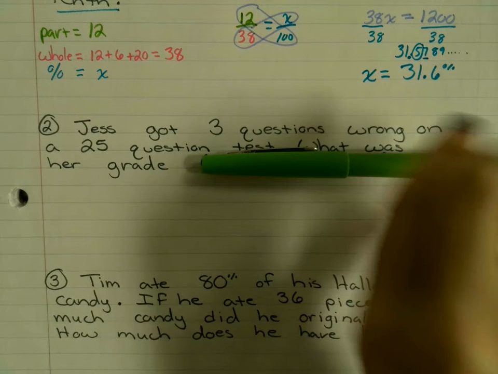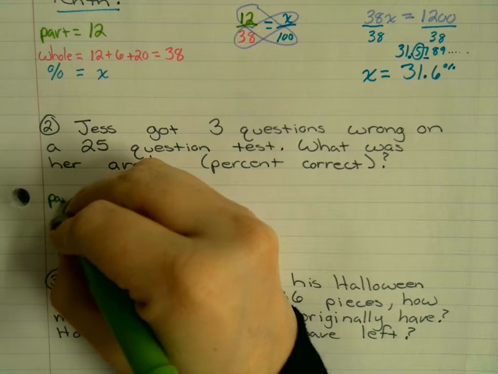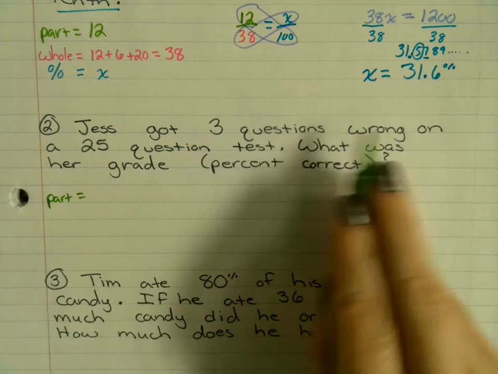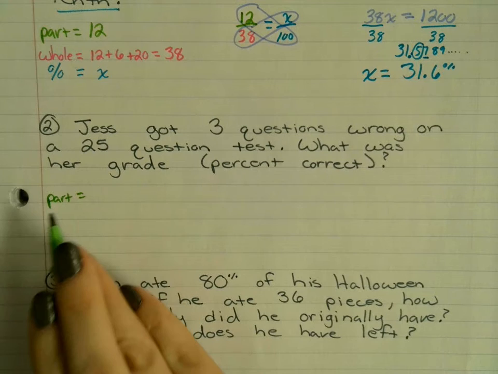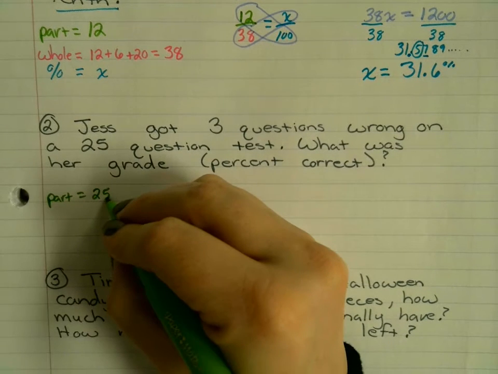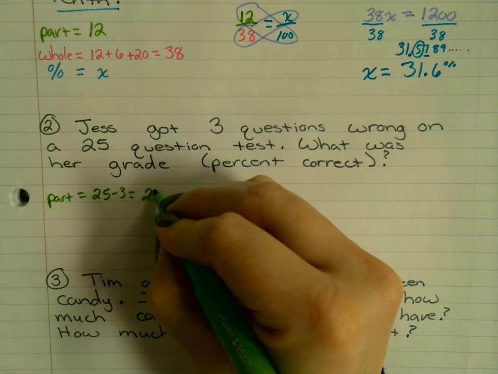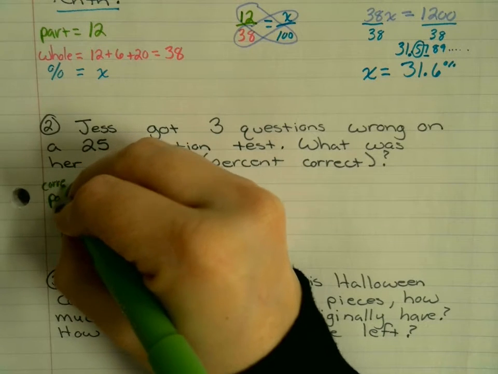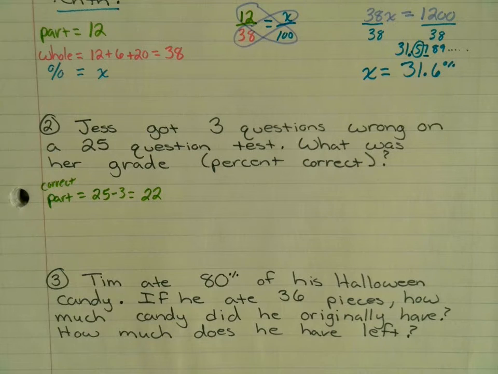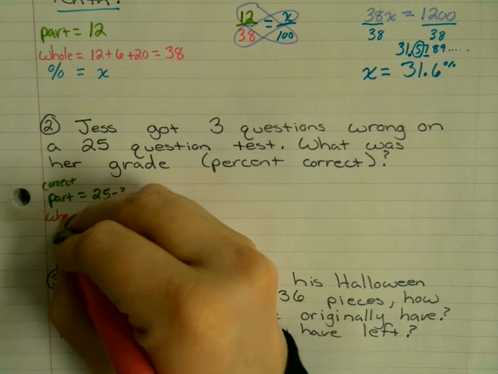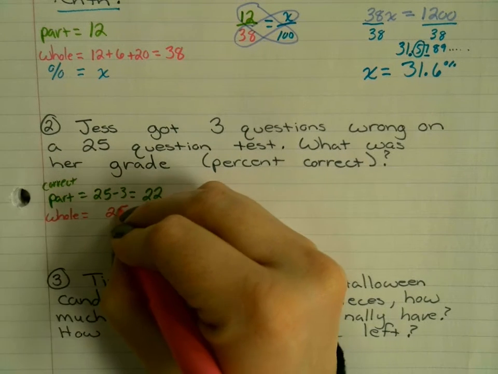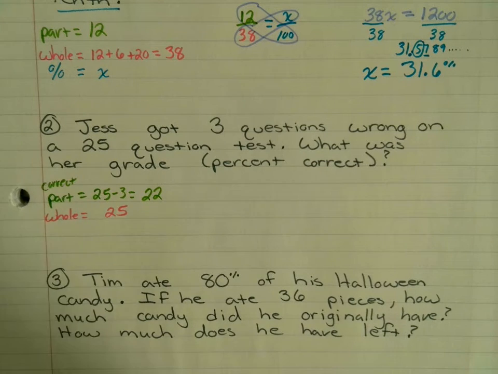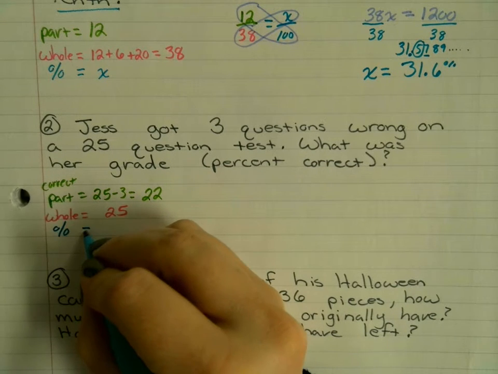All right, so again, the part in this situation is not going to be 3 because we're looking for the amount correct. It's going to be 25 minus 3, which is 22. That's the part. That's how much she got correct. Then the whole. The whole is just the entire test itself. So that was 25 questions itself. Again, we're trying to figure out what her grade is, which would be the percentage, and we don't know that yet.